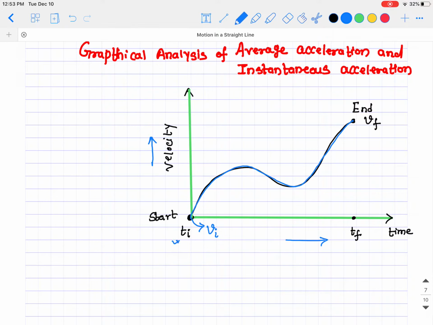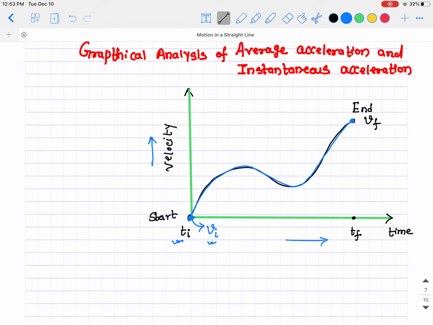At the starting time, let's say ti is the initial time. At this starting point, the object started with the velocity vi, and after time tf, the final velocity of the particle is vf. And we need to find out what is the average acceleration between these two times. How do we do that?